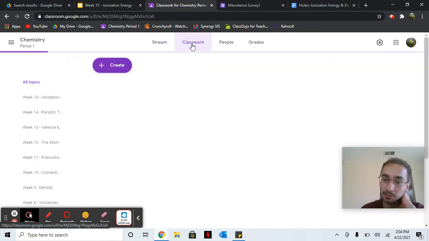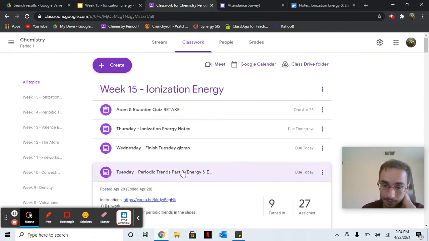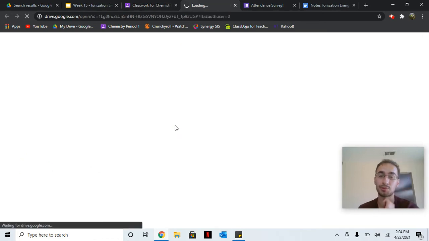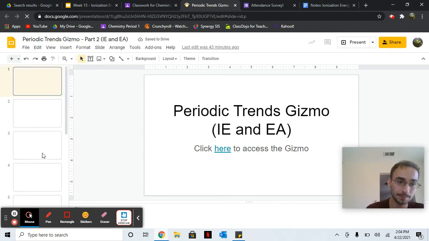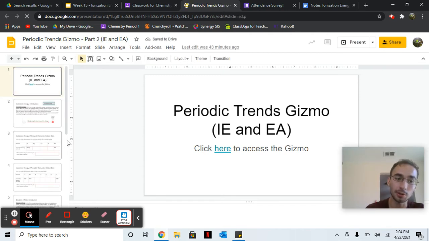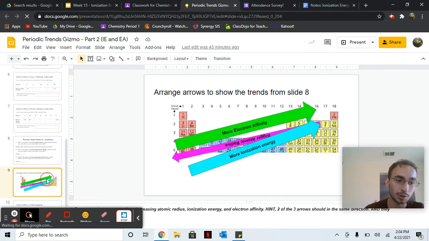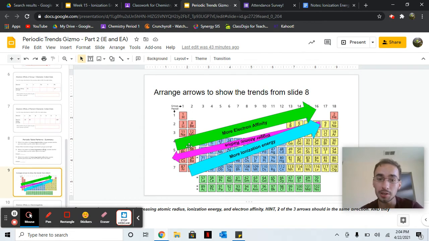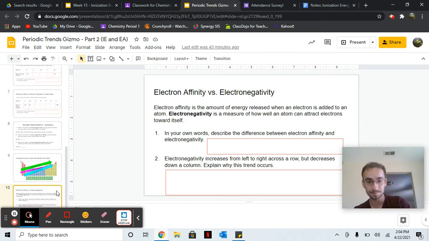I also want to give you time to finish the gizmo from Tuesday. But something a lot of people are struggling with is the last slide, so I do want to go over that. You should have gotten that electron affinity and ionization energy, on average, increase as you go up and to the right, whereas atomic radius is the opposite. We're going to be going over why today and tomorrow.